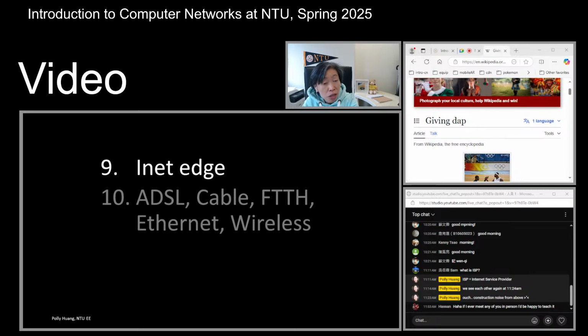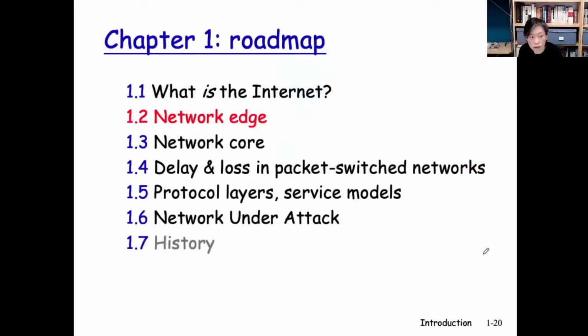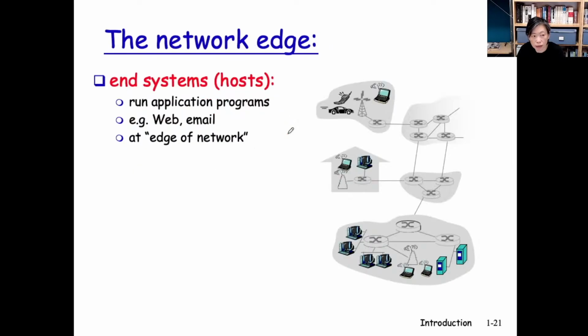So let me introduce the edge of the internet in a little bit more detail. You know what it is, essentially where the end systems are, but now a little bit more detail, okay? I will introduce this term called access network. Now let's take a closer look into each of the components, starting from the edge.